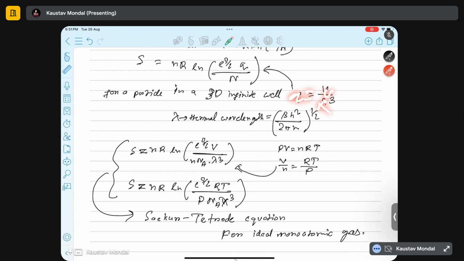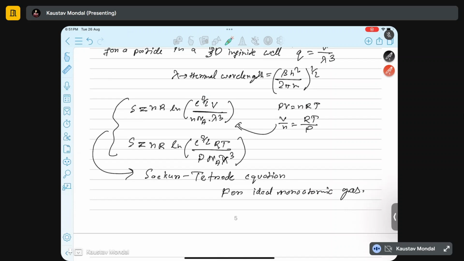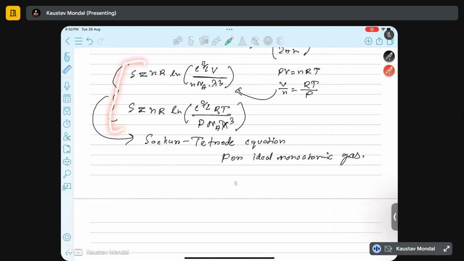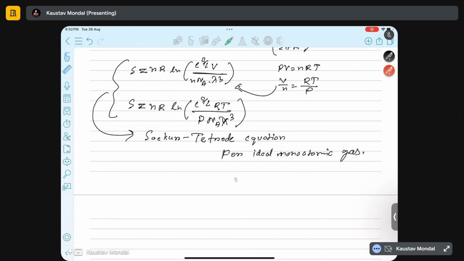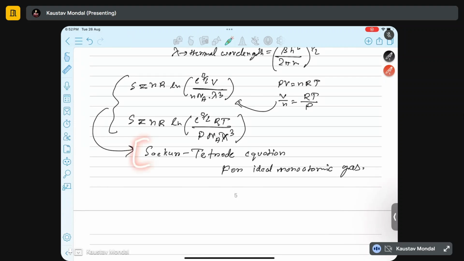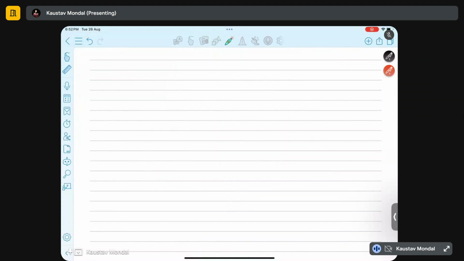V is the container where the particle is trapped. Lambda is the thermal wavelength of the particle. After doing all the substitution, this is the closed form of the equation of entropy. In terms of volume you can write, or in terms of pressure and temperature also you can write. This is known as the Sackur-Tetrode equation for an ideal monoatomic gas. Now we'll do some problems.